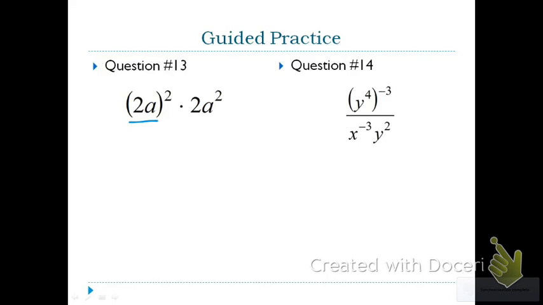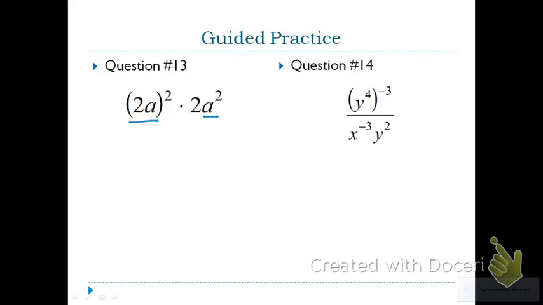Notice that this 2a is to the second power, but what we're multiplying by is 2 times just the a to the second power. If it was 2a to the second power, there would be a set of parentheses around that second set of 2a's.